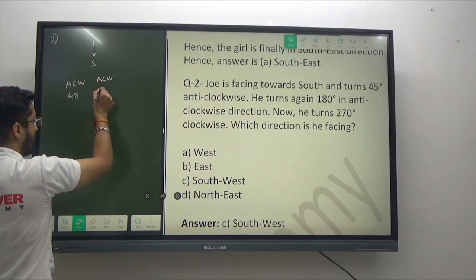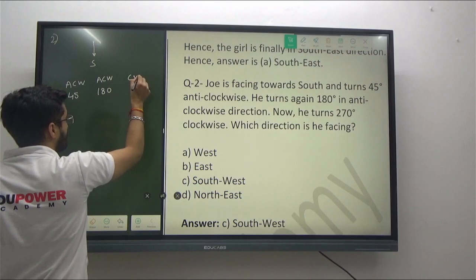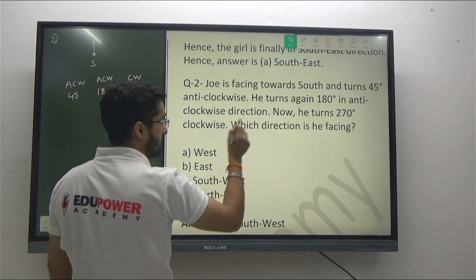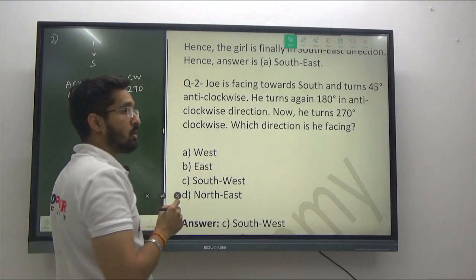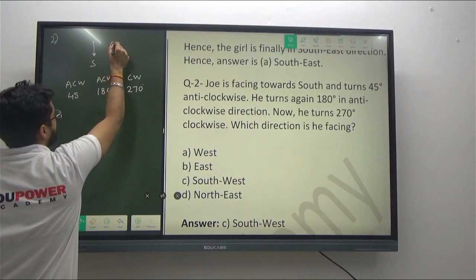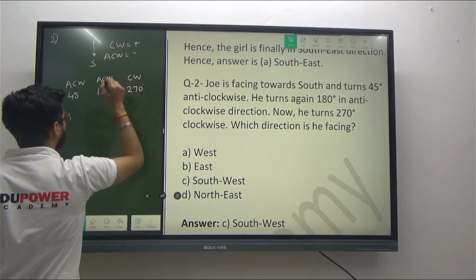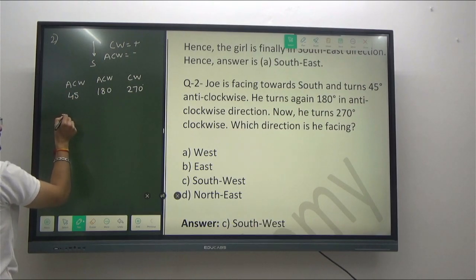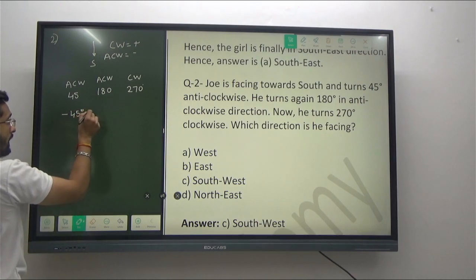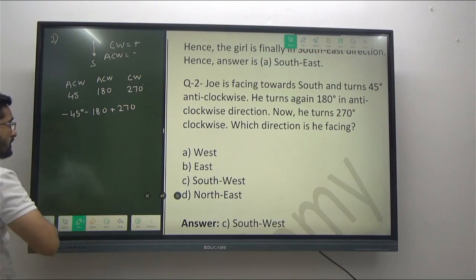ACW 180, now he turns 270 in the clockwise direction. CW 270. Okay, which direction is he facing now? Now, as per the sign convention, what we do is, for clockwise we take positive and for anti-clockwise we take negative. So, ACW, this should be negative minus 45, ACW negative minus 180 and clockwise positive, that is plus 270.